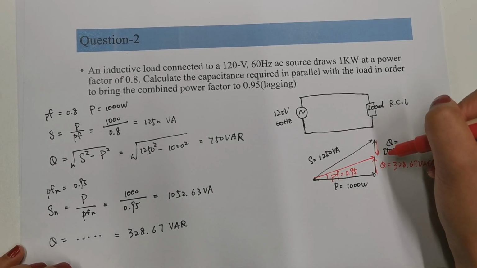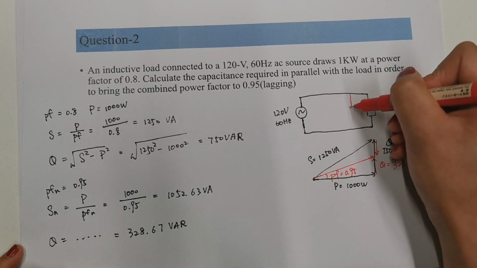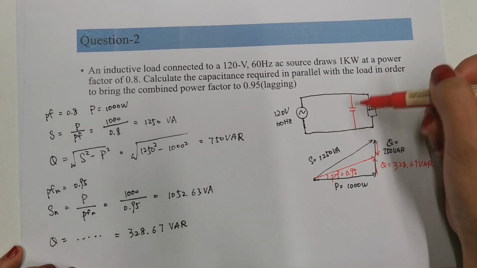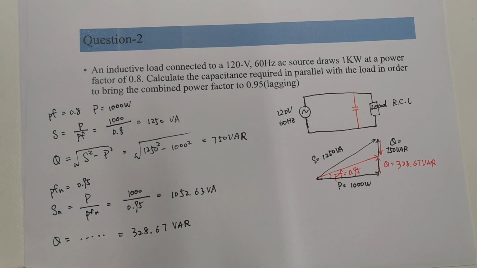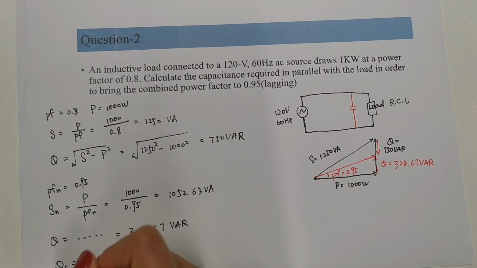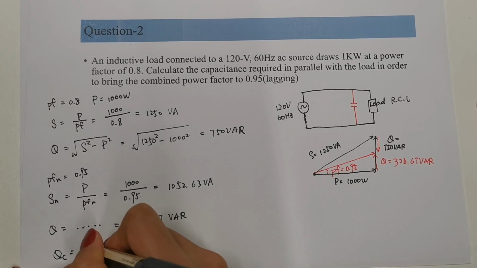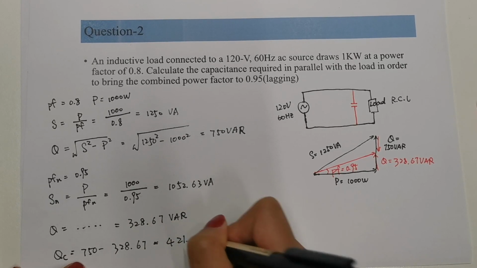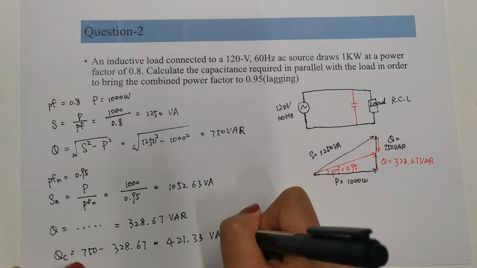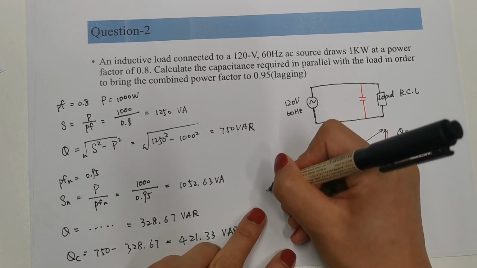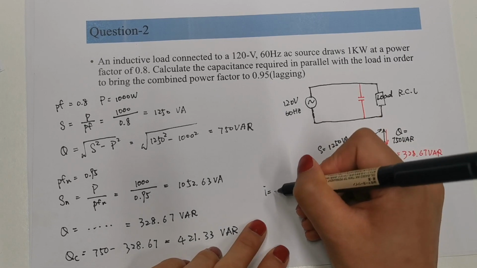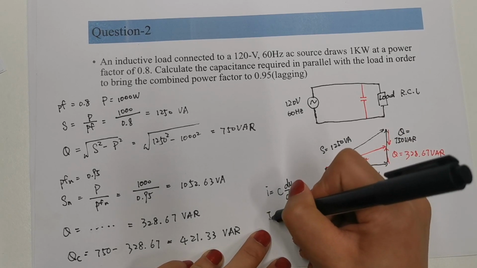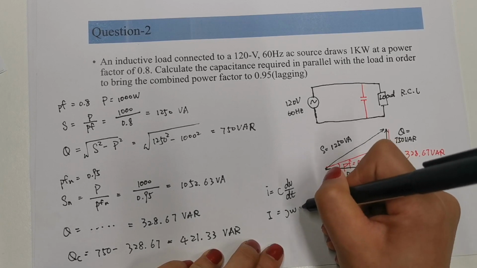We use a capacitor to reduce our reactive power, so that's why we put a capacitor in parallel. And now we are going to calculate the capacitance of this capacitor. So we first need to know the reactive power generated by this capacitor, which is 750 minus 328.67, which is 421.33 VAR. We know that the current on the capacitor is I equals C times dV divided by dt, and we can write I as j omega C V.